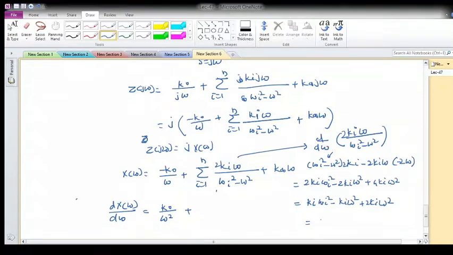Okay, so the definition, what will be the differentiation? In the numerator, I will take ki as common, so it will be omega I square plus omega square. Because ki omega square minus ki omega square will give me ki omega square, and 2 ki omega square, and this is minus ki omega square, so it is plus ki omega square.